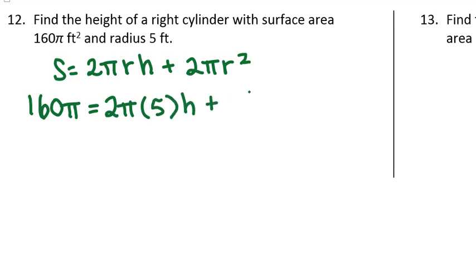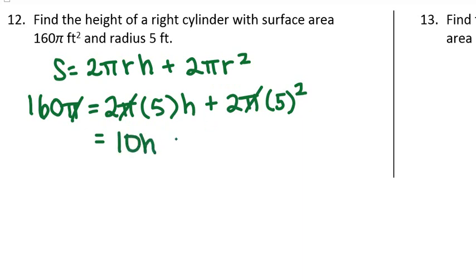So r will be 5. We don't know the height, but we do know the radius. Notice once I've plugged all of this in, my only variable is the height, so I can solve for that. I'm going to first start off by simplifying everything I have. Let me divide by pi. If I divide by pi, all of these will cancel. So now I'm left with 2 times 5, which is 10, and then the h variable is still there. 5 squared is 25, and 25 times 2 is 50. And then over here we still have 160.